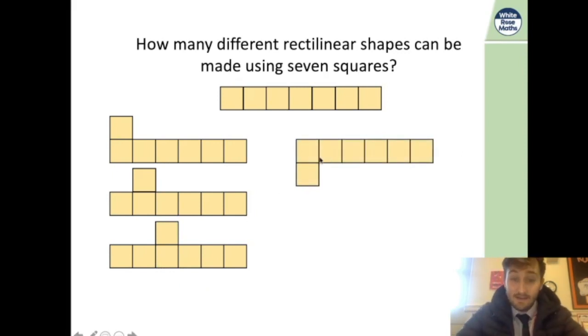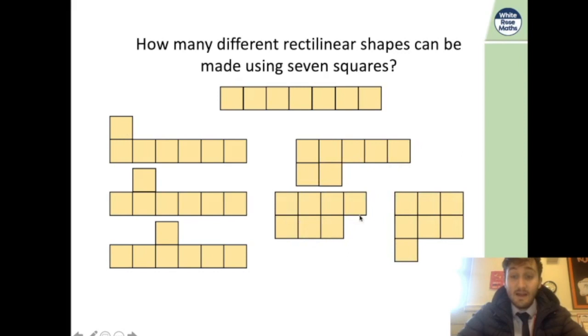And then finally, I can move that one. But instead of having just 1 in, I could have 2. And I could have 3 across. And then I could have 3 going down. So I can create, as you can see, lots and lots of different rectilinear shapes made by using just 7 squares. I think that I can even create more than just that as well.